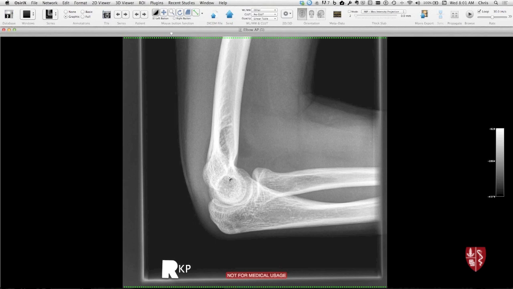effusion in the joint. And of course, you can get an effusion just if you have rheumatoid arthritis or other causes of effusion, but in the trauma setting, you have to assume that there could be an occult fracture.